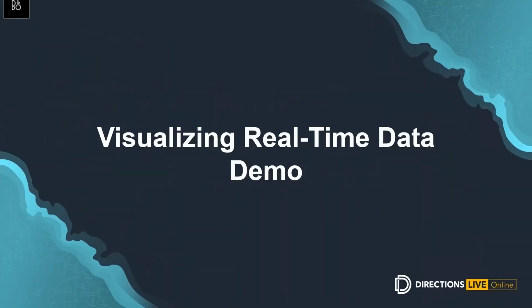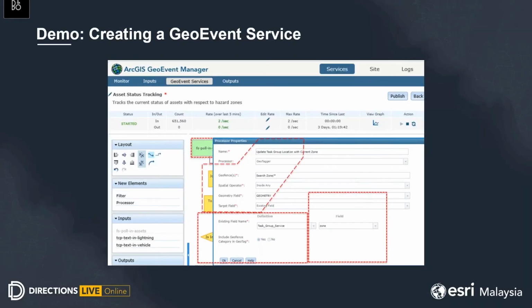Alright, before I wrap up my session, we will go over a very simple demo of visualizing real-time data. We will also create a simple GeoEvent service beforehand to see if the capabilities mentioned can be achieved. In this demo, we will use GeoEvent Manager to create an input and an output, configure a very basic GeoEvent service, and show the visualization of the feature service as the output.